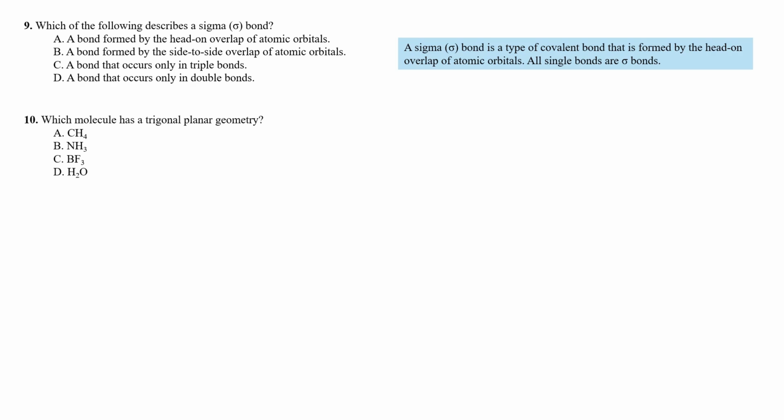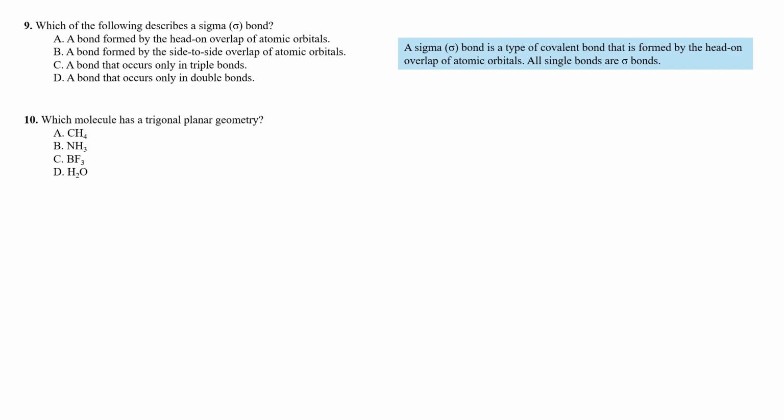Question number 10. Which molecule has a trigonal planar geometry? Trigonal planar geometry means there should be 3 bonds and 0 lone pairs. If we take them one by one, CH4: carbon is the central atom with 4 hydrogens attached, so it is tetrahedral geometry, 4 bonds and 0 lone pairs. NH3, ammonia: nitrogen is the central atom. If you draw the Lewis structure, there are 3 hydrogens attached to nitrogen but with a lone pair on nitrogen. That is trigonal pyramidal geometry.